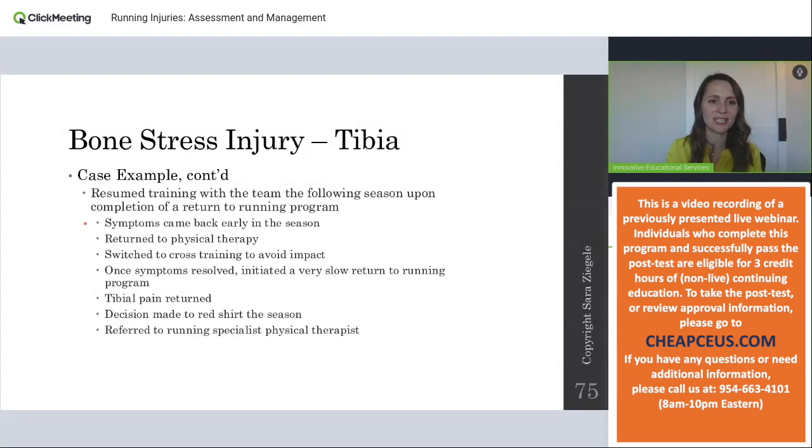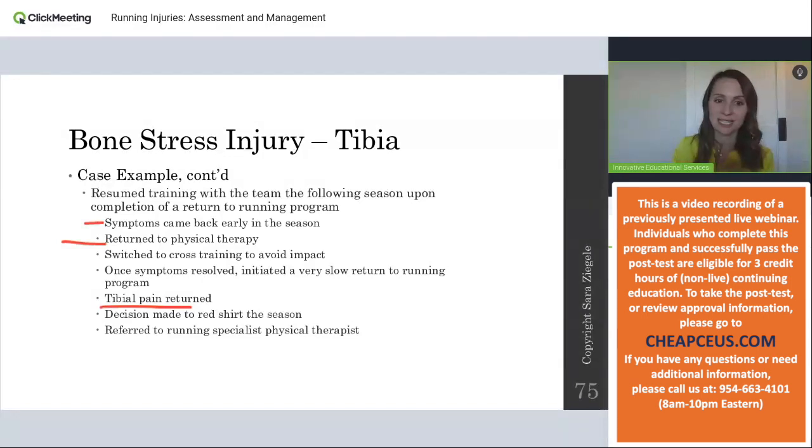Unfortunately, what happened with this patient is her symptoms came back really early in the season. They sent her right back to physical therapy. They switched her to cross training to avoid that impact and protect her tibia. And then when her symptoms were better, they slowed down her return to running program even more. So she was now on a program that was really, really tiny amounts of running, a lot of walking, a little tiny bit of running, and it was really slowly progressed over time and really disappointing to her, even though she was an incredibly compliant athlete, her pain still returned.